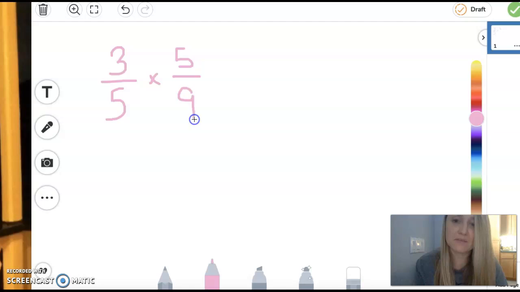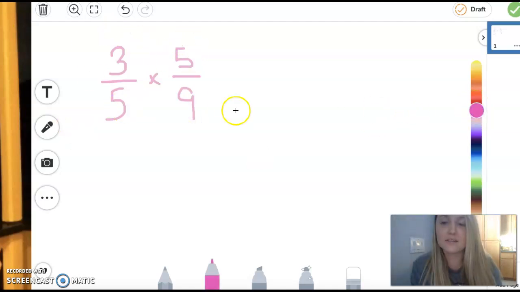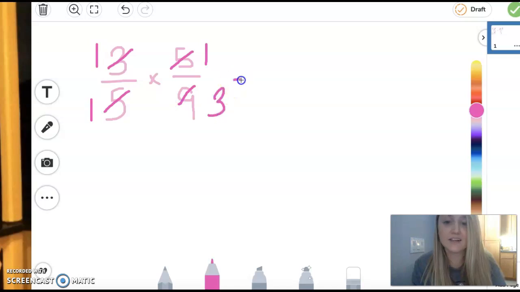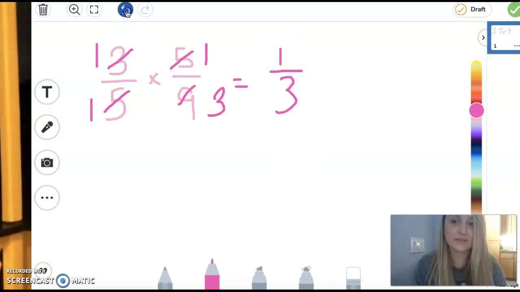Well, these are my favorite because when you actually look at the way they're crossed here, you're like, ooh, yes. Okay, 5 can go into 5 once, 5 can go into 5 once. 3 can actually go into both of these, so 3 divided by 3 is 1, 9 divided by 3 is 3, and your answer is 1/3. So super, super easy, okay?